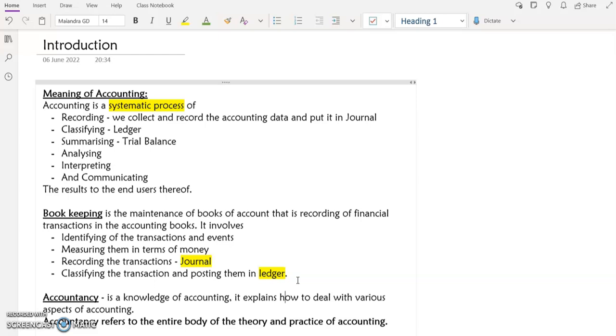All right. So accountancy is a knowledge of accounting. It explains how to deal with various aspects of accounting. It includes all the rules and guidelines related to how to perform this accounting.